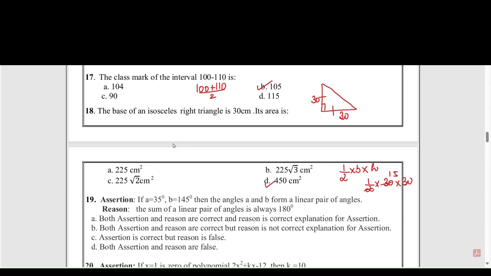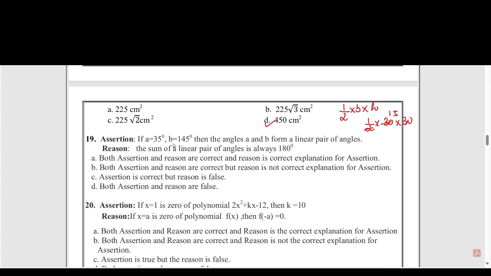450 centimeter square. Now the assertion says form a linear pair. Which two angles form a linear pair if their sum is 180 degrees? 145 plus 35 is giving you 180, so this is true. The sum of a linear pair is always 180. This is also true. At the same time, this reason is satisfying the assertion. Hence, both assertion and reason are correct, and the reason is the correct explanation.